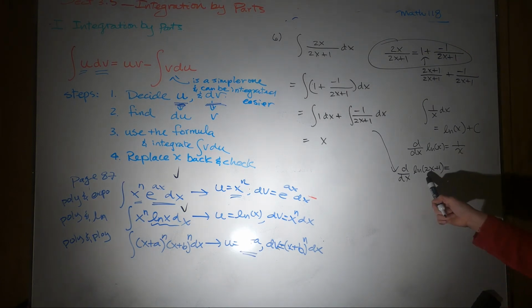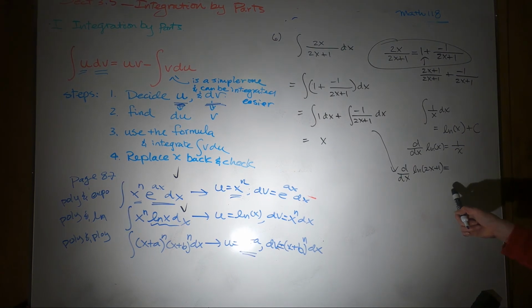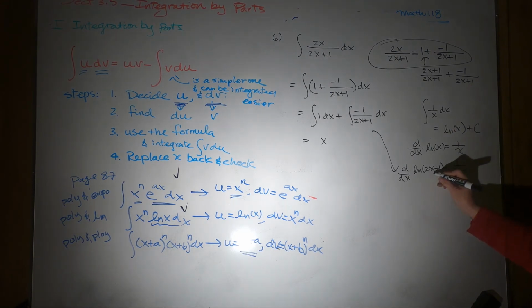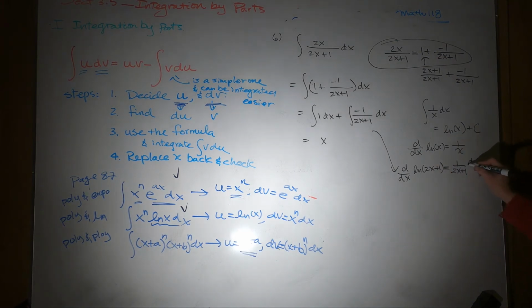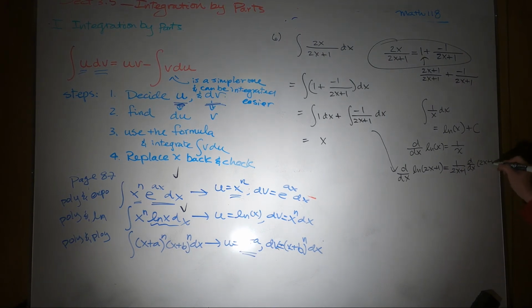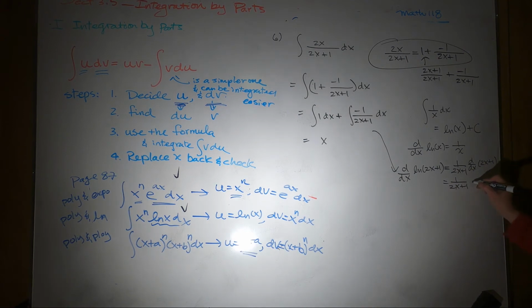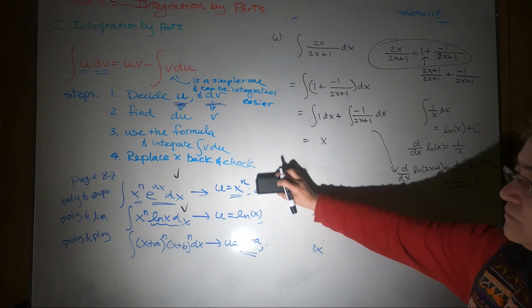Then if you do this derivative, what would you have? You will have 1 over 2x plus 1, because inside it's not just a simple x. You need to use the chain rule, so you will do d/dx of 2x plus 1, then you end up with 2x plus 1 times what? 2. Is that right?